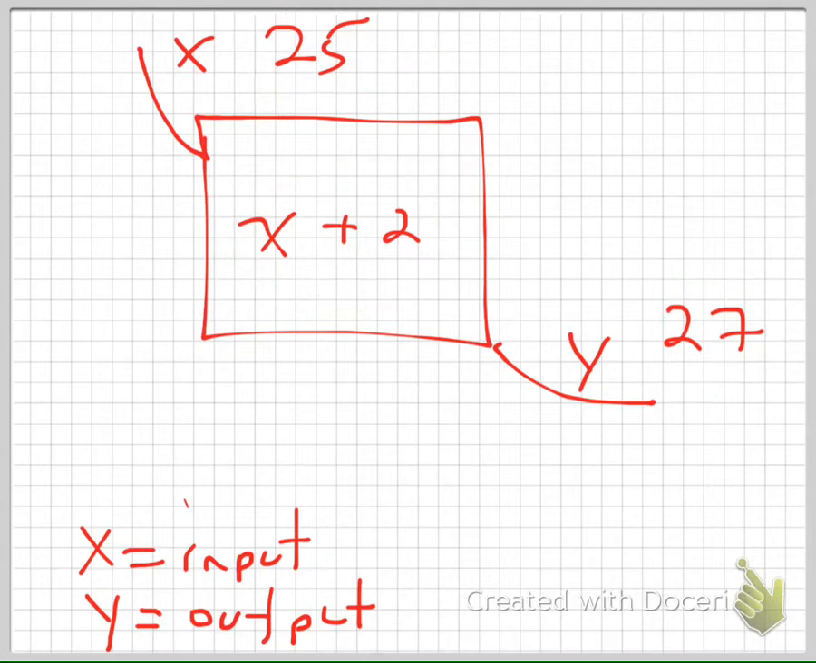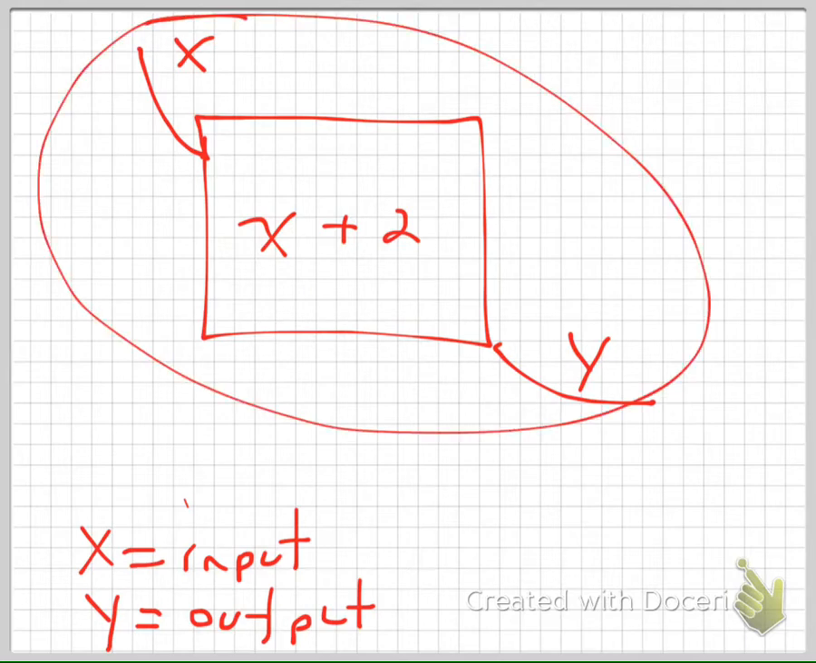If I put in a -6, what comes out? -4. Oh, wait, -4 comes out, right? What is -6 plus 2? -4. A -4 comes out. No matter how many times I put -6 in, what comes out? A -4, right? This is a function here because whatever I put in, one thing comes out. Does that make sense?